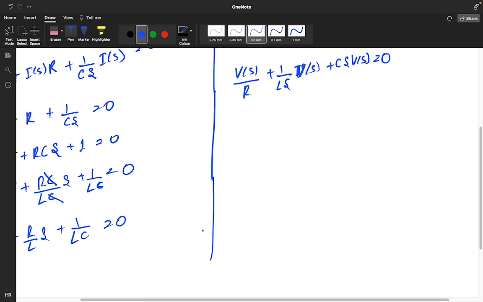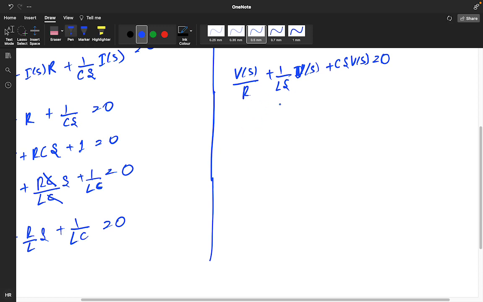And in the same way, if we do the calculations for the parallel network, we will get S square plus 1 by RC S plus 1 by LC is equal to 0. See, do the calculation and check whether you are getting the result or not. 1 by R plus 1 by LS plus CS is equal to 0.